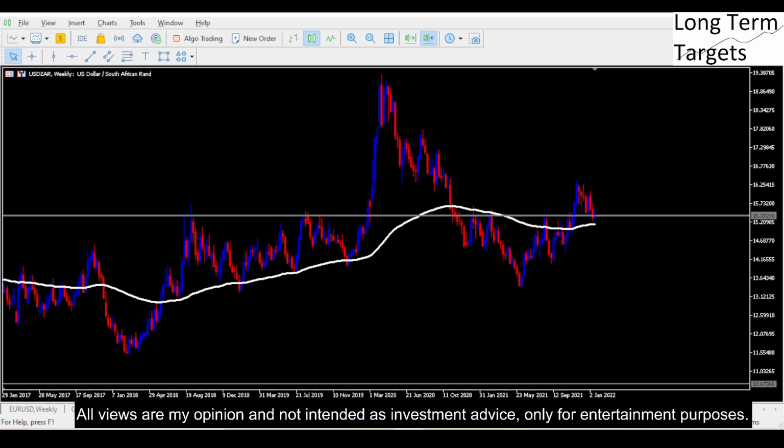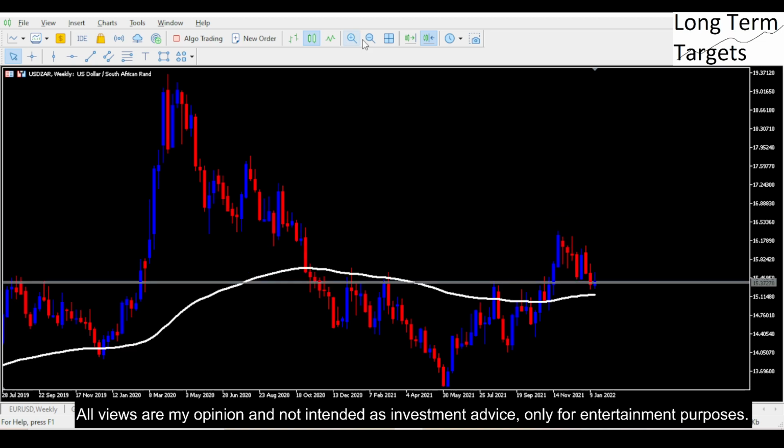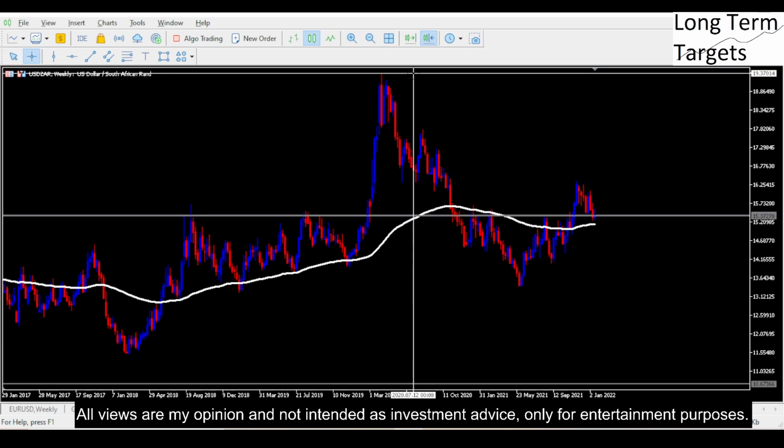If I'm going to the US dollar ZAR, this is my home currency, which is the South African rand. And I'm really liking how this chart is moving at the moment. So if I'm thinking about it, we have had a big push up to the all-time highs of 19 Rand and 37 cents to the dollar, which was massive.